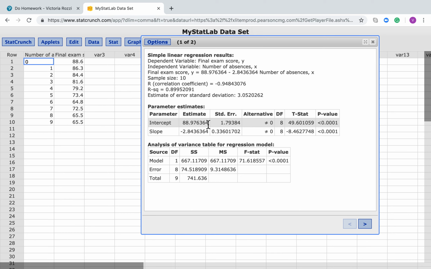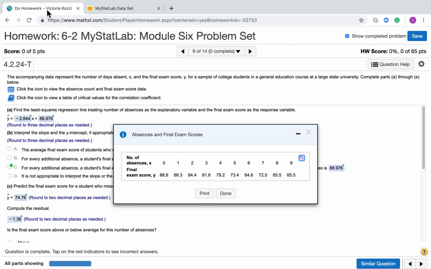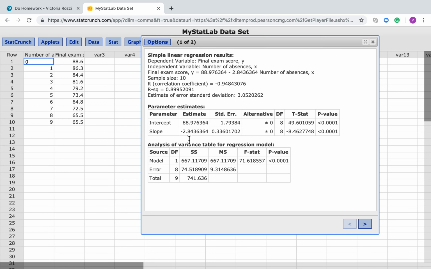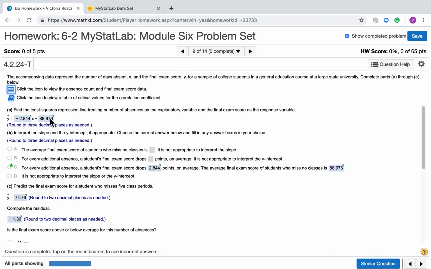So intercept is 88.976364, and slope is negative 2.844 approximately. So they wanted us to round to 3 decimal places for each. So if you go back, you can see they're rounding this to negative 2.844 because the 4 is the third decimal place, but the 6 is next to it, which makes us round up. And then for the intercept, it's 88.976 because there's a 3 next to it, so we keep it the same. And that's how they got that value.